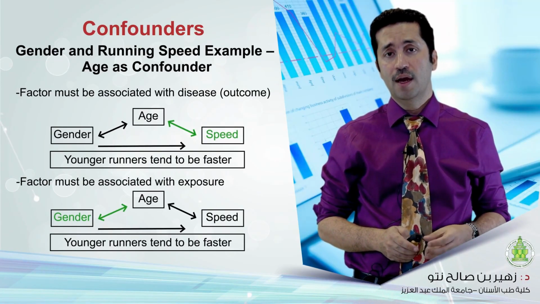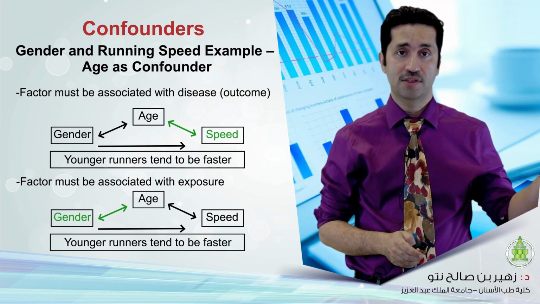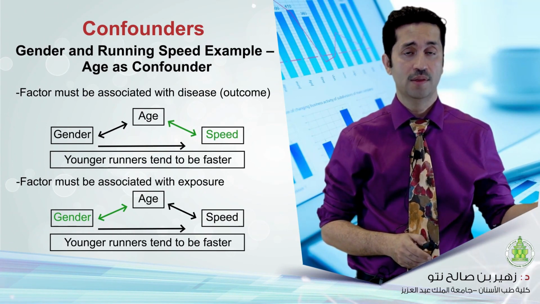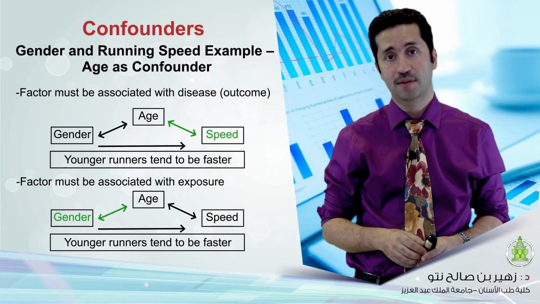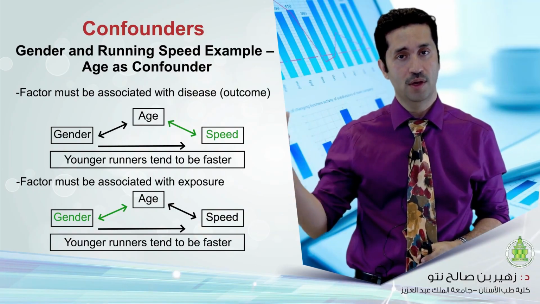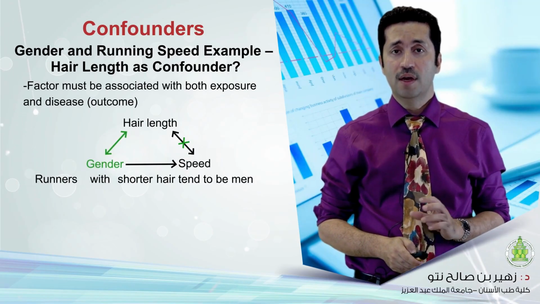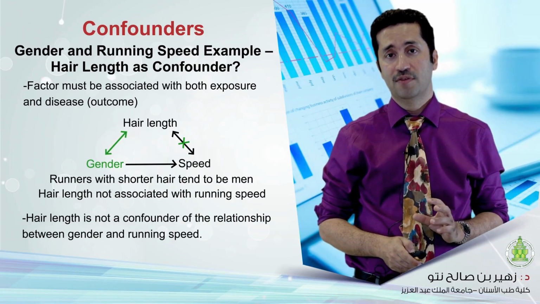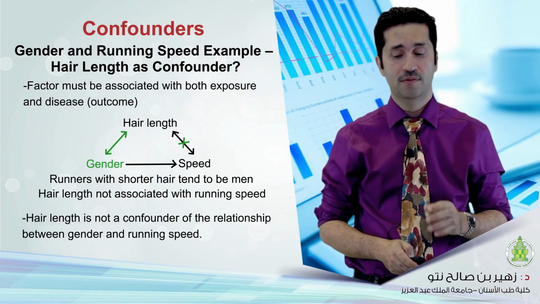We find that the height factor and the age factor are both related to the gender of the participant, and at the same time they are related to the participant's speed. So it is related to the exposure and also related to the outcome. At the same time, it is not considered a mediating factor. It is completely independent from both the cause and the effect.